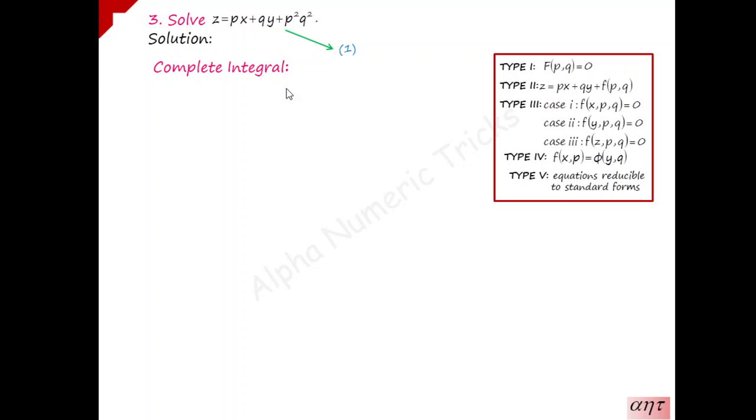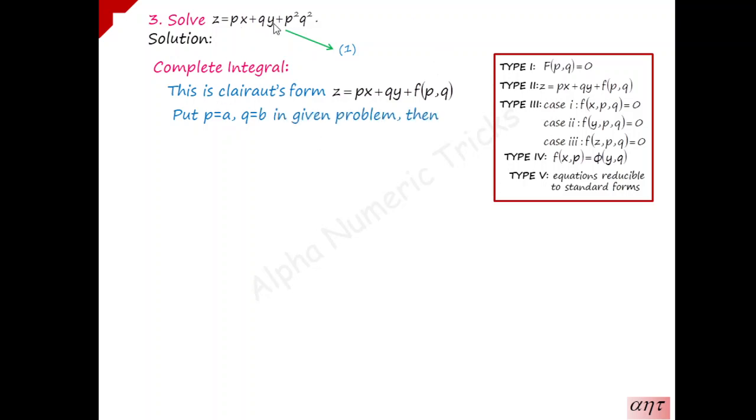Before that, you have to write which type the problem is. This is of the Clairaut's form, z is equal to px plus qy plus f of p comma q. Now replace p by a and q by b in the given problem to get the complete integral. Then your equation becomes z is equal to ax plus by plus a squared b squared, which is your required complete integral. Number that equation as 2. Now a and b are arbitrary constants in our problem.